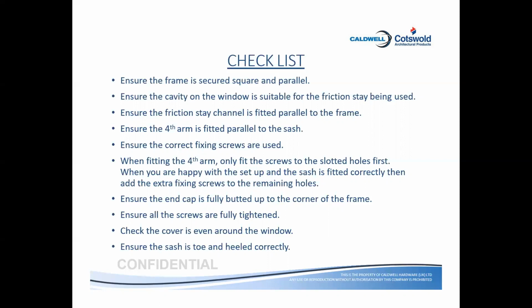Second point, ensure that the cavity on the window is suitable for the friction stay being used. That we already discussed. The gap between the outer frame and your sash frame is the stack height. Make sure that you are using a suitable stack height friction stay. If the gap is 13, 14 and you are using a 16, 17 stack height, obviously there will be friction and the window will get jammed from the top or wherever the load is mostly distributed. In that case, the window length needs to be reduced. If it is not reduced, the window will always get jammed.